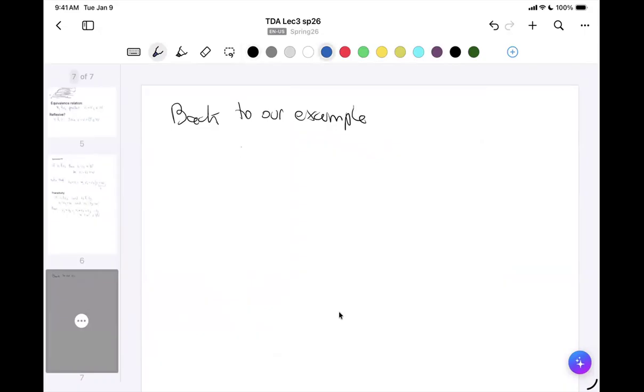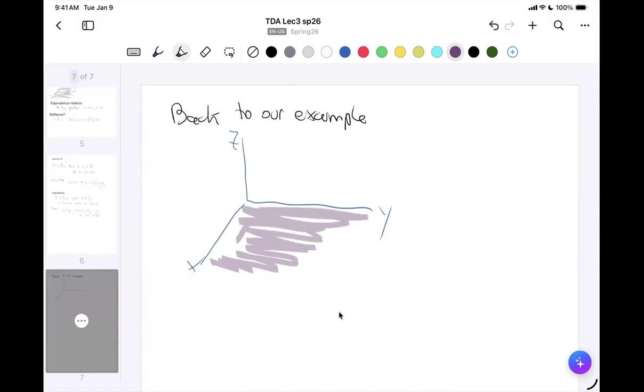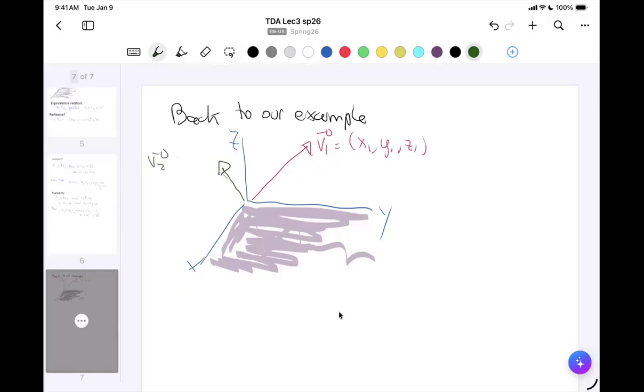of R3 and the XY plane, right? What I like about this example is that it's very geometrically easy to understand what's going on here. Because if you had two vectors, V1 and V2, in fact, I'll use X1, Y1, Z1, the more traditional notation with the arrows, and V2 is X2, Y2, and Z2, right?